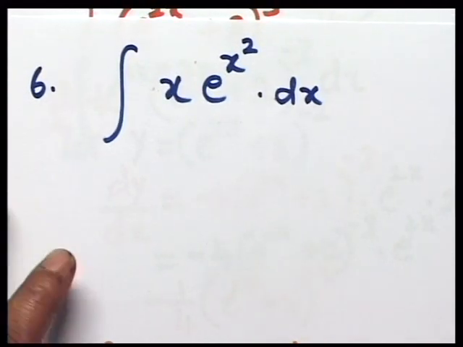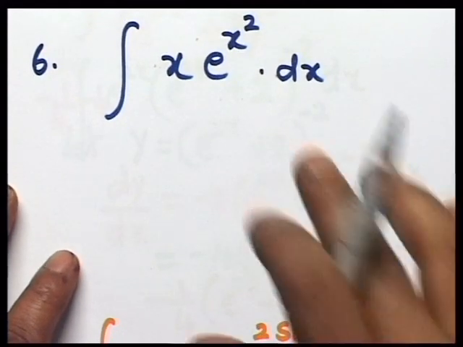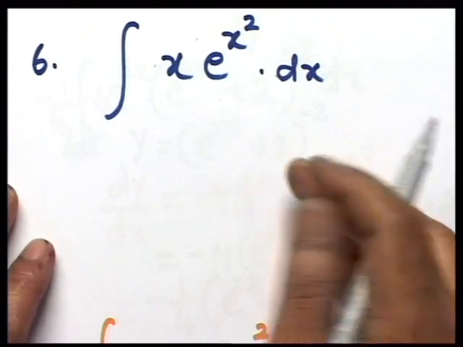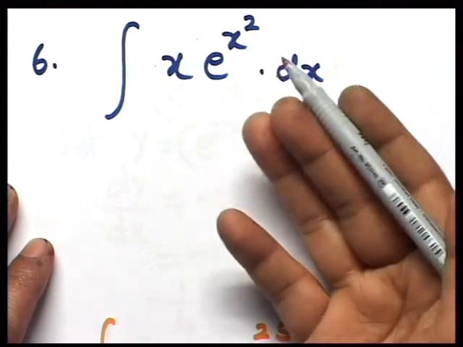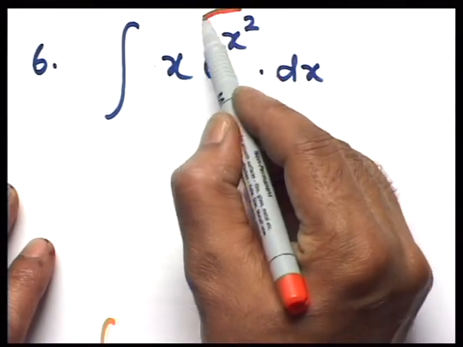x e to the x square, that's how the question looks. Now this type of ones, we don't need to compare at all. We can easily tell by looking at the question. Take this, for example, right?